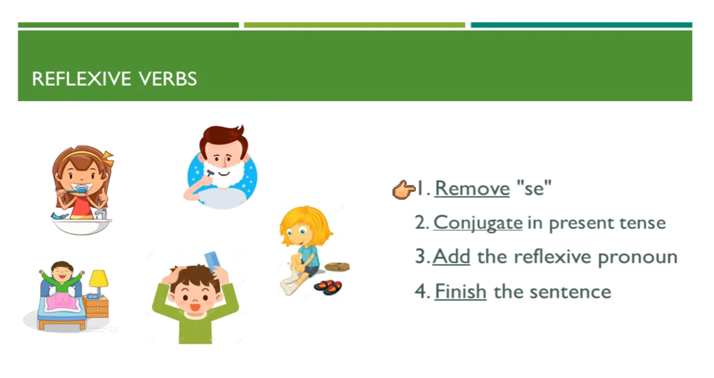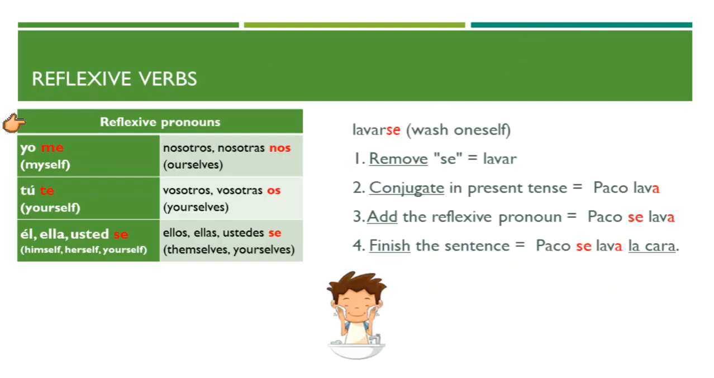To form your reflexive verbs, all you have to do is remove the SE from the verb, conjugate the verb in present tense, add the reflexive pronoun, and finish the sentence with additional information. Let's go ahead and put that into practice in some sentences. First, I want you to notice that we have your reflexive pronouns on the left side. So for each subject, we have me, te, se, nos, os, and se.